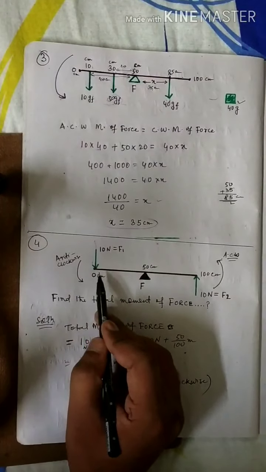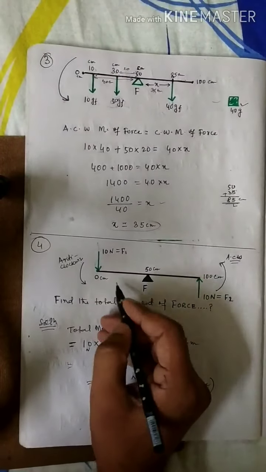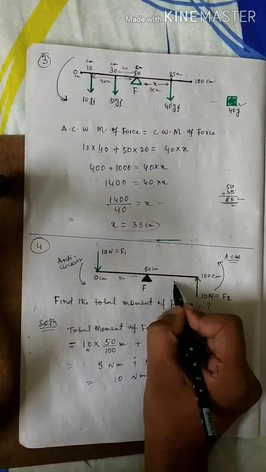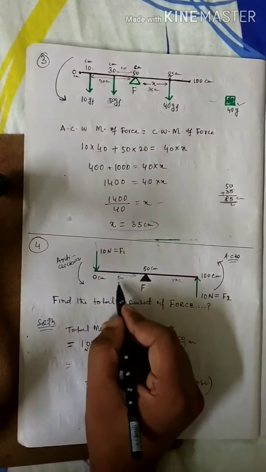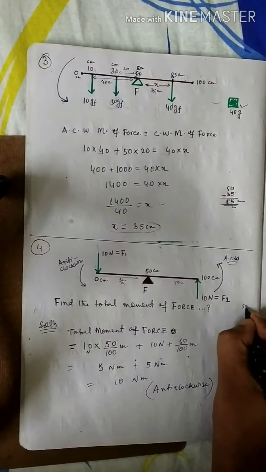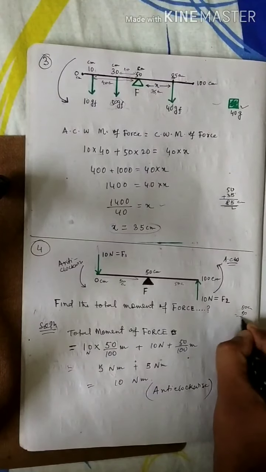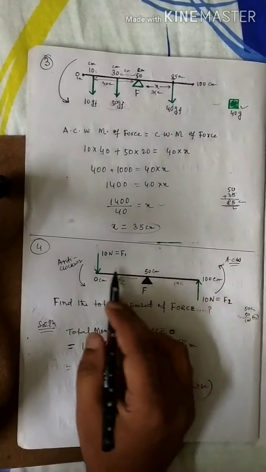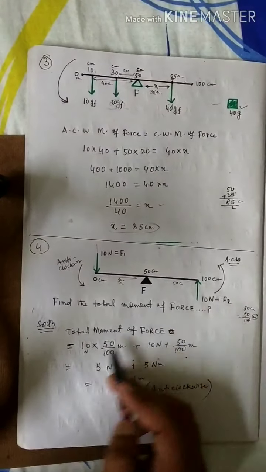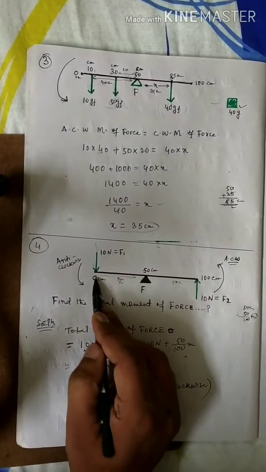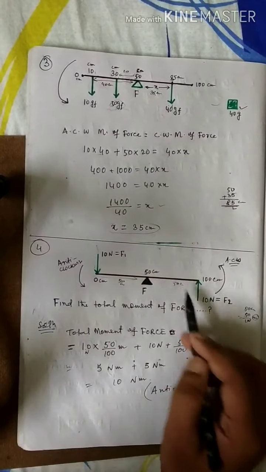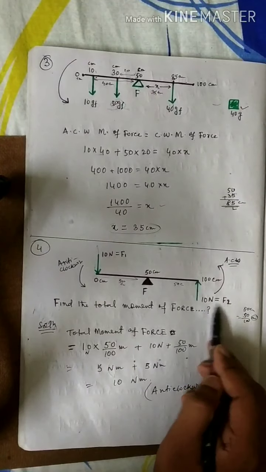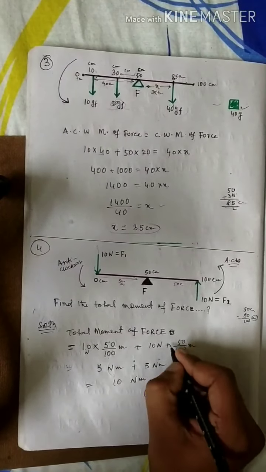From here to here, 0 to 50, 50 minus 0, the distance is 50 centimeter. And this one is also 100 minus 50, 50 centimeter. But here Newton is given, so if you convert 50 centimeter, 50 by 100, it becomes meter. Why meter? Because here Newton is given. So moment of force at that point is 10 into 50 by 100, and the moment of force at the other point, the same 10 Newton force, that is F2, will be multiplied.